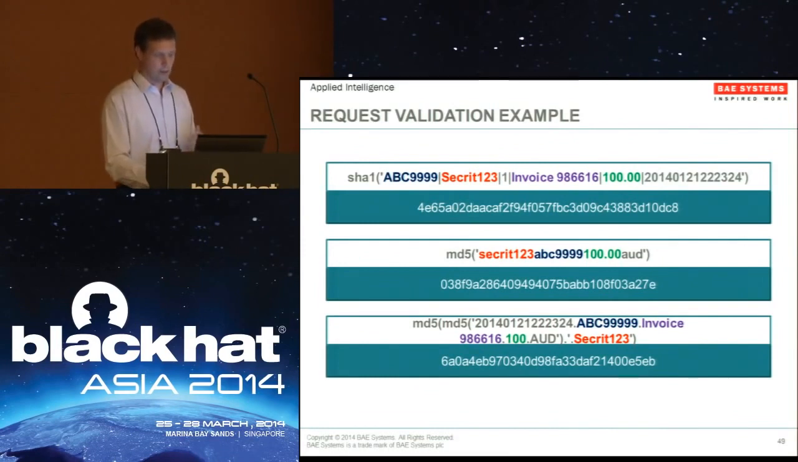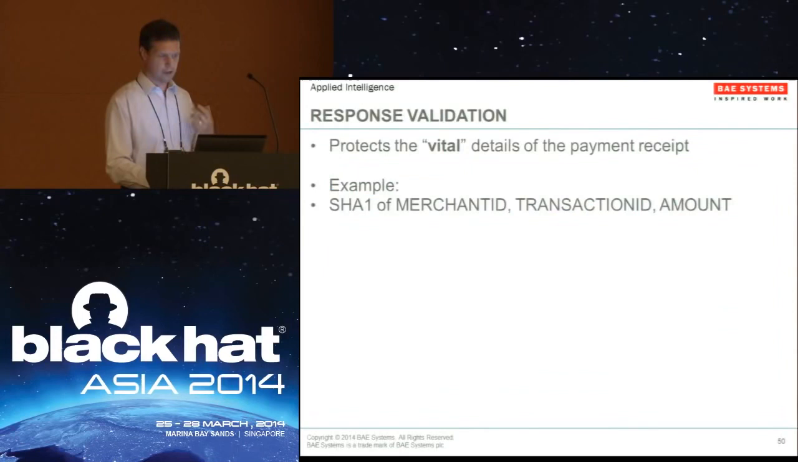And so when you're dealing with payment gateways, each payment gateway has their own way of doing things. So from an implementation perspective, they're slightly different, but from a design perspective, it's the same thing. You're generating a hash, and the hash consists of values plus your secret. Response validation is the same thing, only it protects the vital details. Typically, that's just the merchant ID, the transaction ID, and the amount.